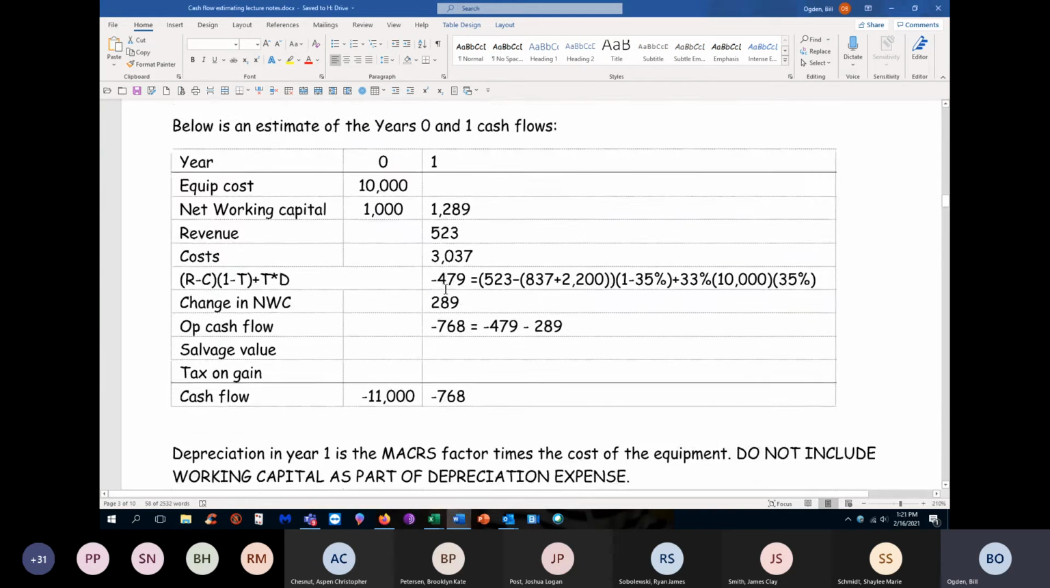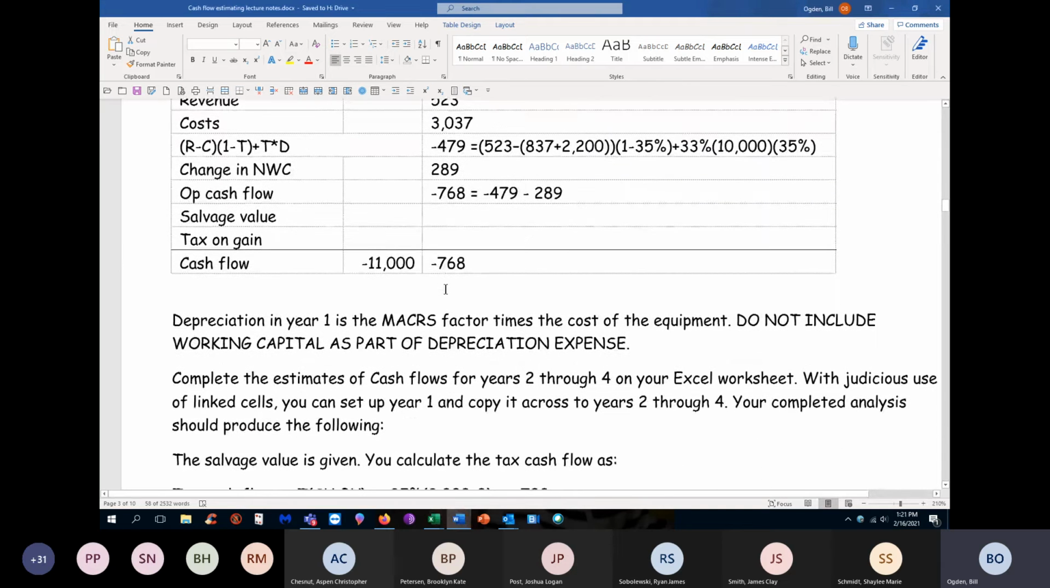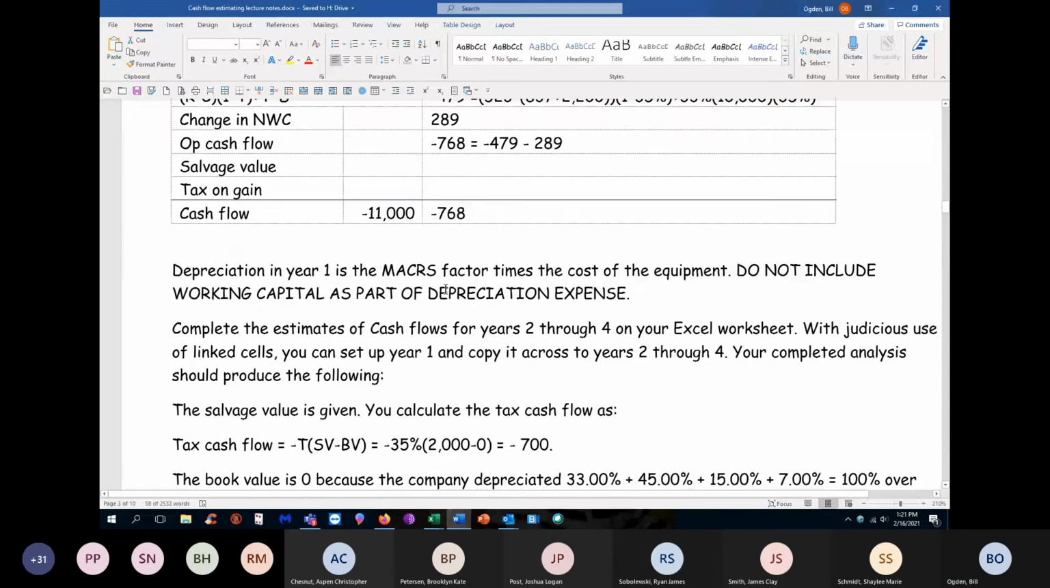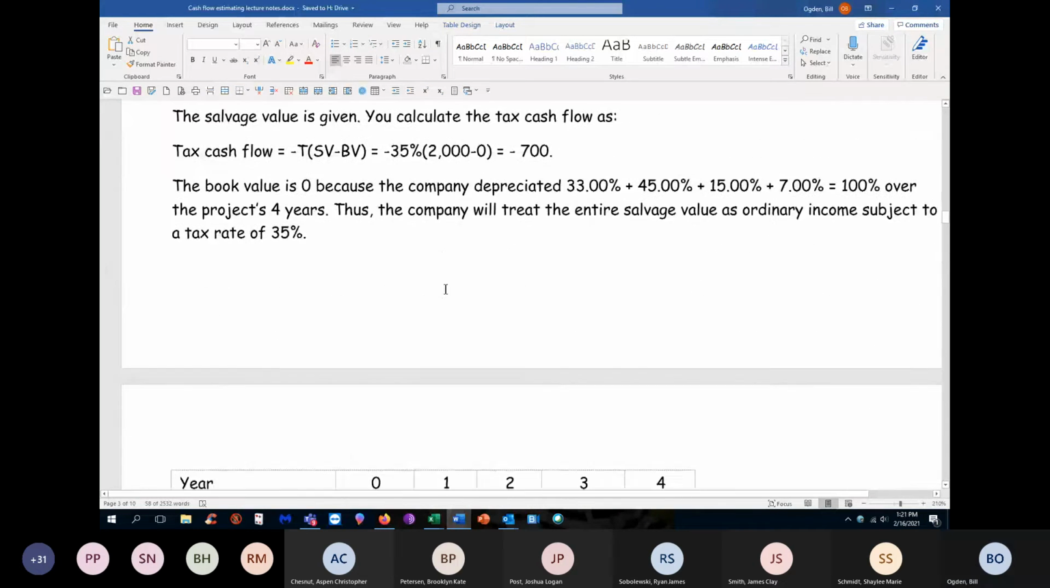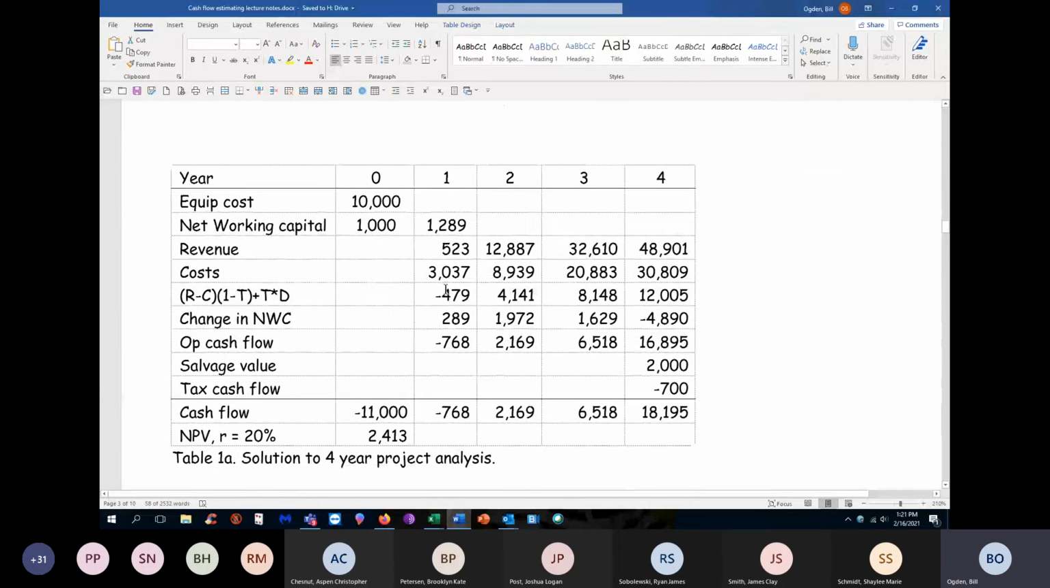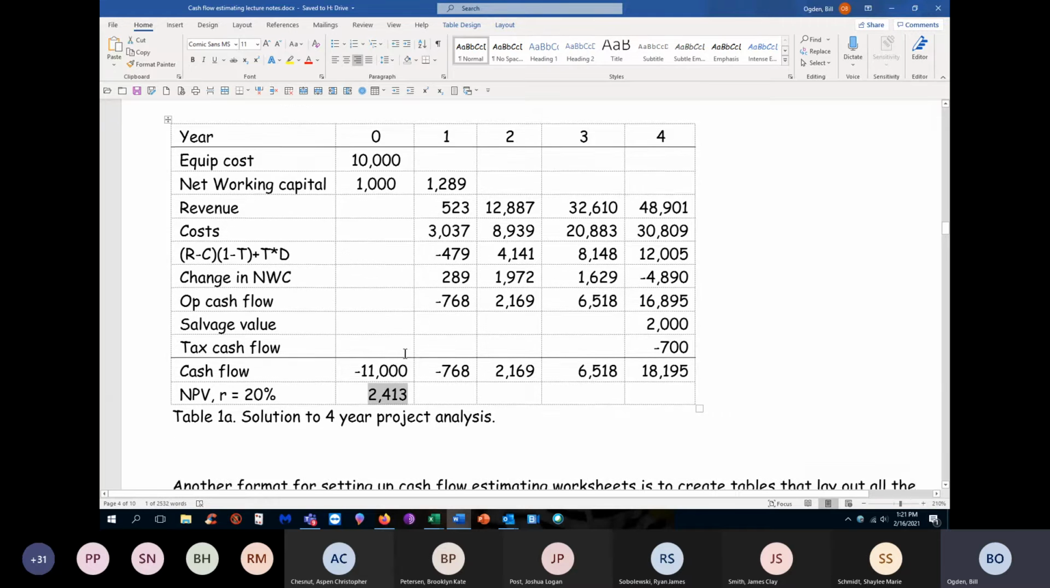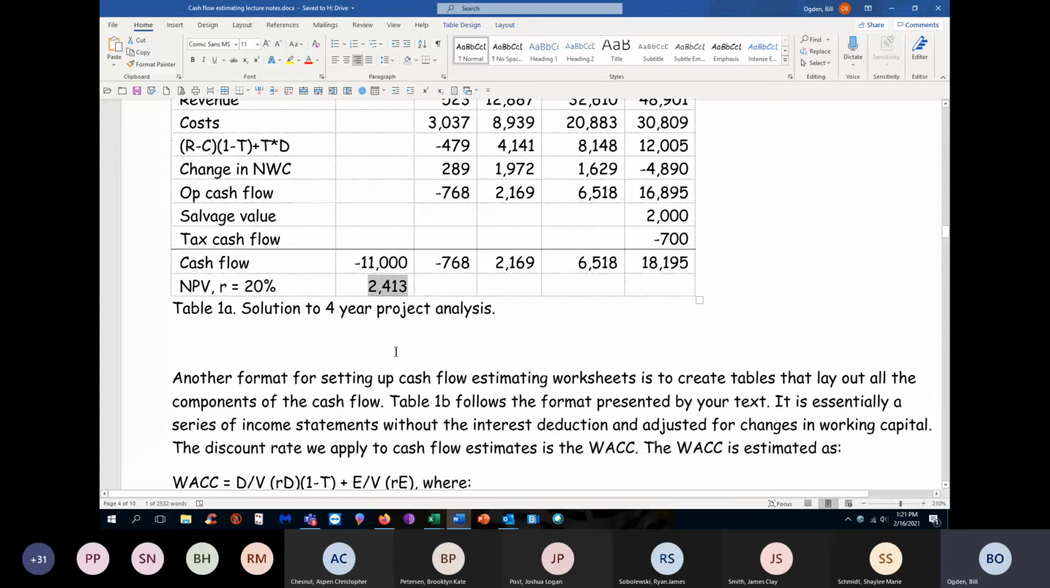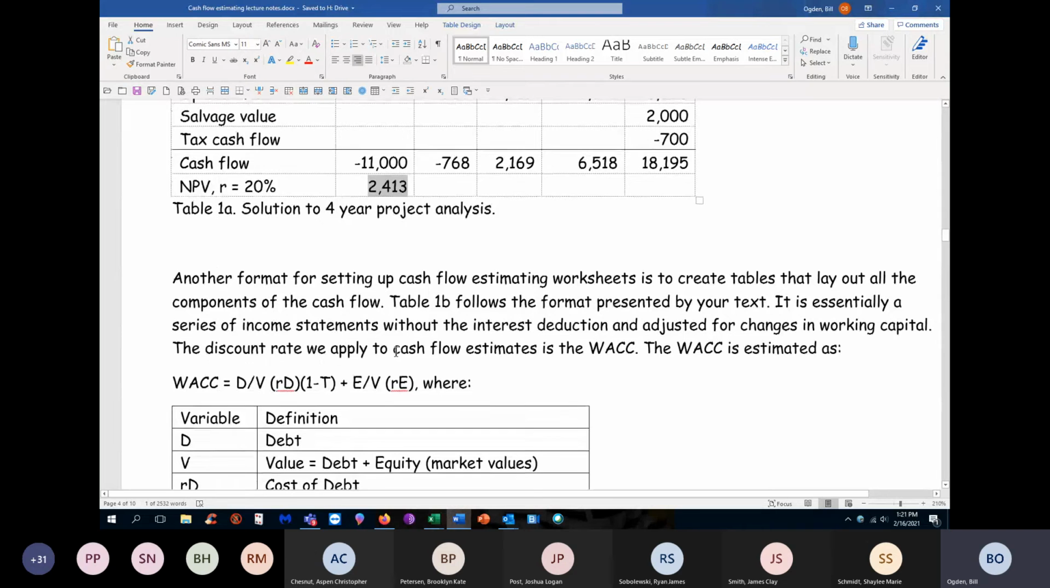Okay, so I think I got a little, okay, we did all this. Maybe a little different format than I'm showing here, but it's the same answer. So 2413, and you notice down here I didn't even show the IRR. Would not be necessary, but you can certainly do it. All right, now let's go back.